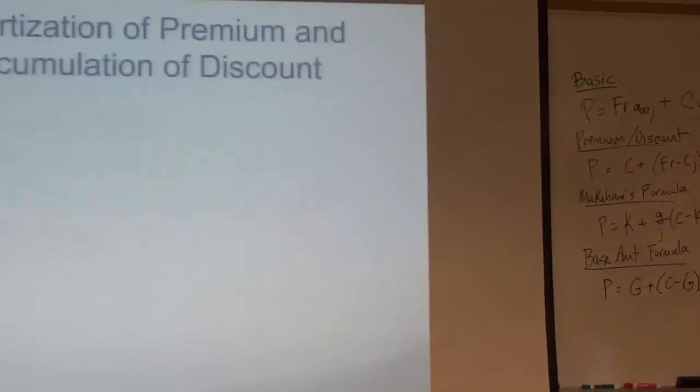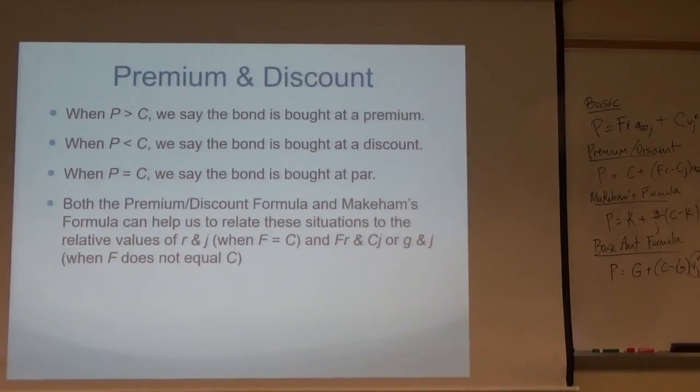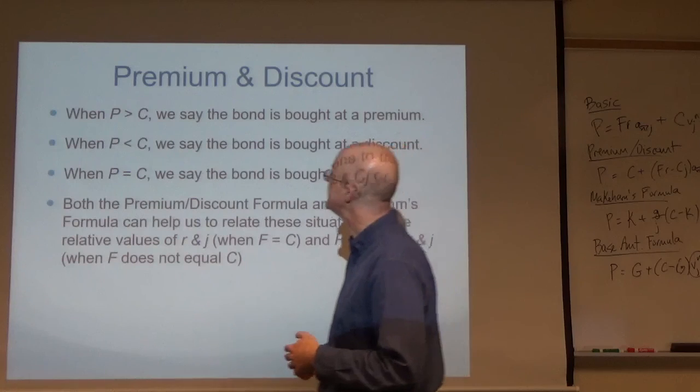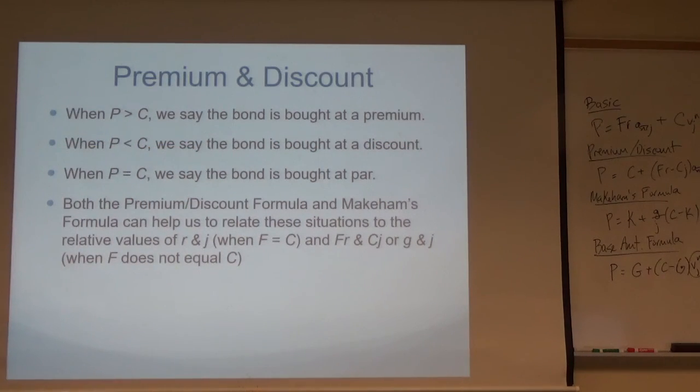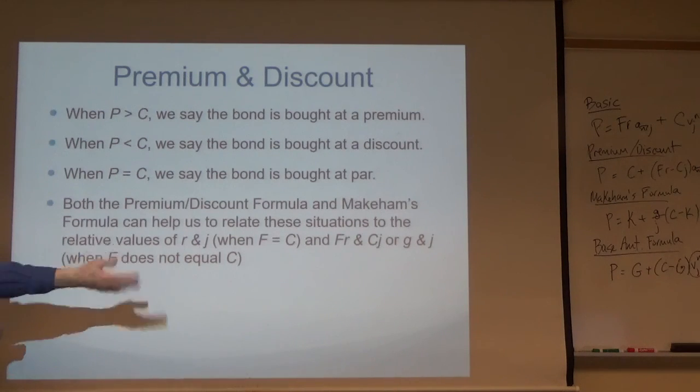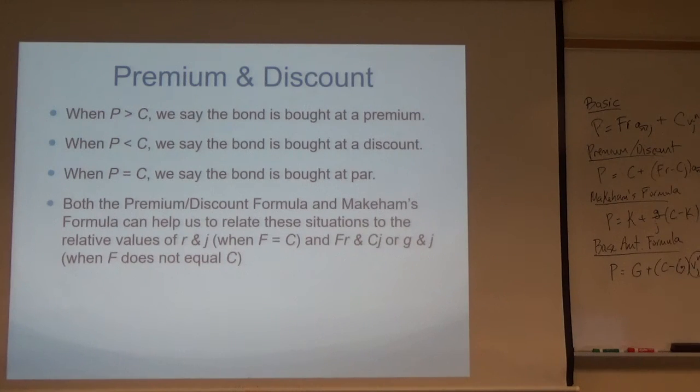There's more detail about that. Just reminding you what I just said. When P is bigger than C, when the purchase price is bigger than the redemption value, you're effectively loaning more money than you're going to get at the end. You're buying at a premium. P is less than C, you're buying at a discount. You're loaning less money than you're going to get at the end. P equals C, it's bought at par, but that would rarely happen.